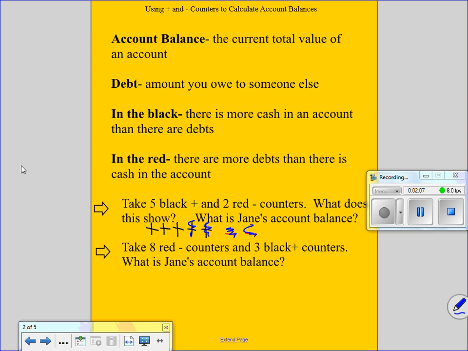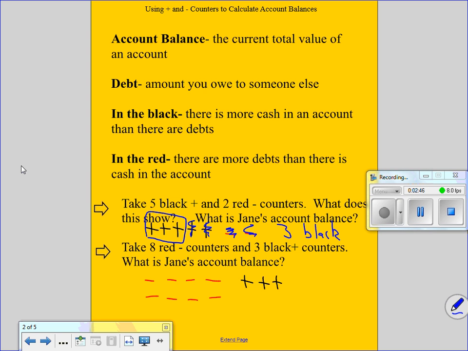So what is in Jane's account? Has 3 black, or 3 in the positive. Let's take a look at this next one. There's 8 red counters. 1, 2, 3, 4, 5, 6, 7, 8. There's 3 black counters. Okay. So another way to look at this is, let's say Jane went to the mall and spent $8. She only had $3, so that means she would be negative $5. Do you understand how that would work?